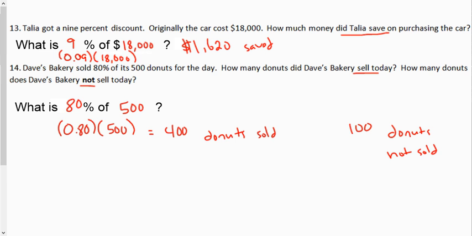But I'm really trying to push you to see that you could also go, well, if they sold 80% of them, that means that 20% of 500 they didn't sell, and 20% as a decimal is 0.20 or 0.2. And if you multiply that by 500, you'll find out that you'll still get the same 100. I really like it when you can find multiple ways to solve the same problem, because you never know which angle you might need to attack these problems from.